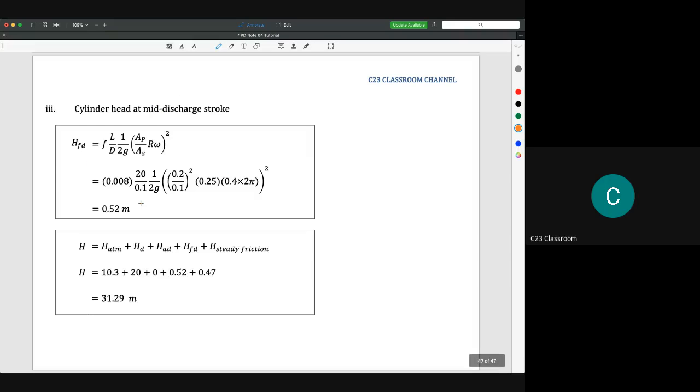Then this is at the mid discharge stroke. This is the calculation for the friction for delivery, so you could get this equation, and then we get 0.52 meters. We substitute everything, and then we get 31.29 meters.